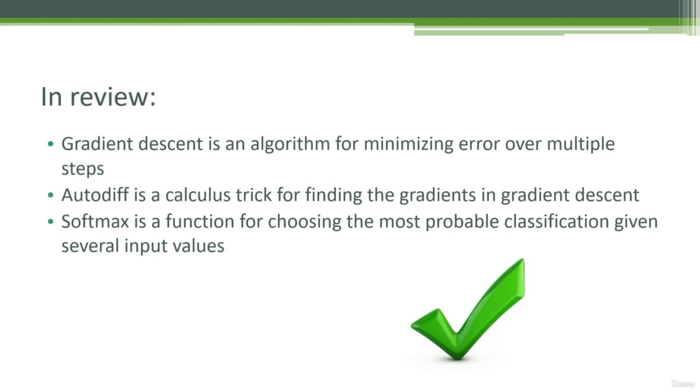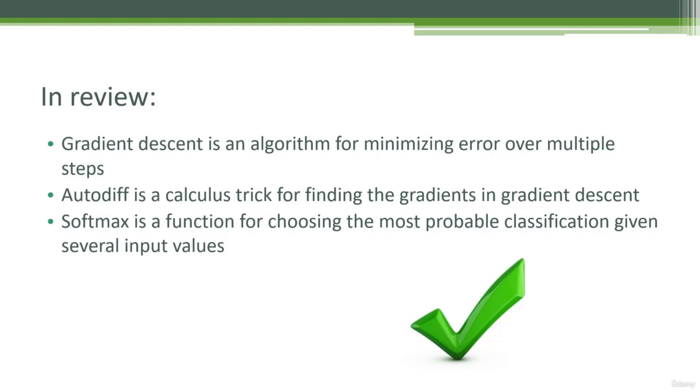So again, just to recap, gradient descent is an algorithm for minimizing error over multiple steps. Basically, we start at some random set of parameters, measure the error, move those parameters in a given direction, see if that results in more error or less error, and just try to move in the direction of minimizing error until we find the actual bottom of the curve, where we have a set of parameters that minimizes the error of whatever it is you're trying to do.